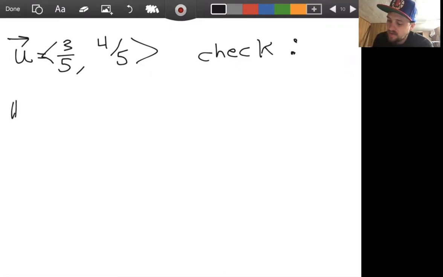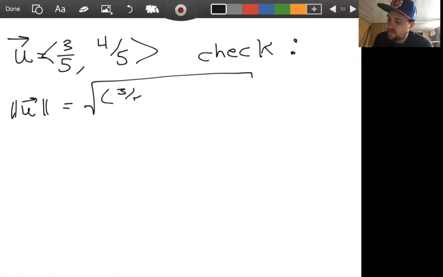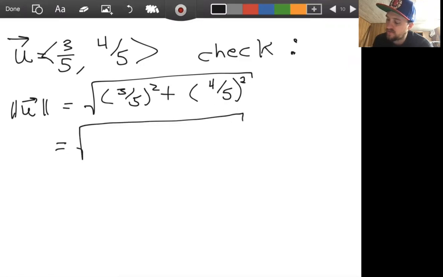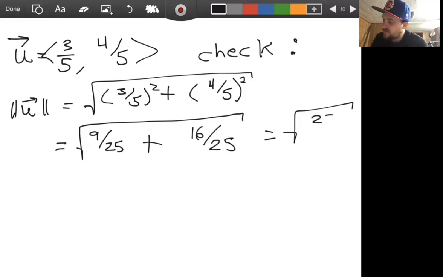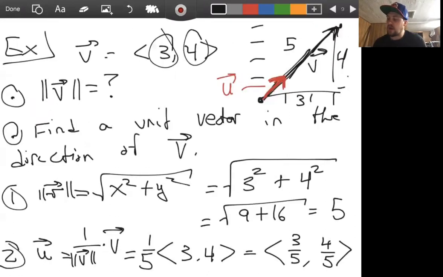So let's take the magnitude of u. This is going to be the square root of 3/5 squared plus 4/5 squared. Well, 3/5 squared is going to be 9 over 25 because you square the top and the bottom. And then this is plus 16 over 25. And that's going to be root 25 over 25, which is root 1, which is indeed 1, which is good. That means the magnitude of this vector is in fact 1, which means our computation was correct in finding a unit vector in the same direction as the vector v.